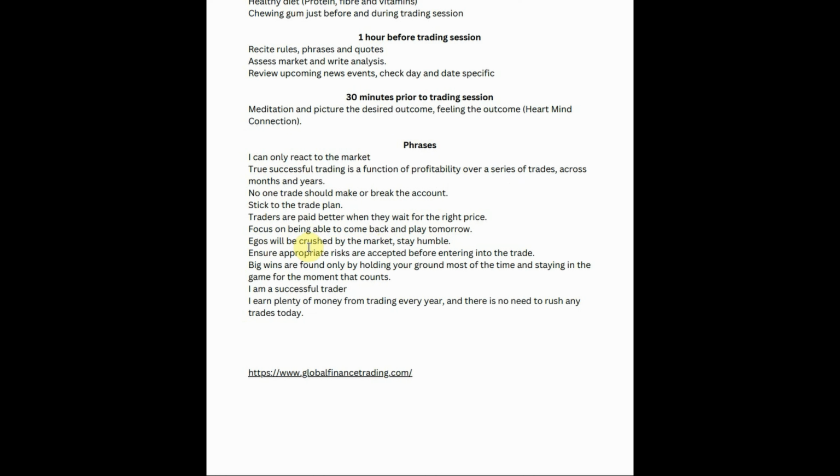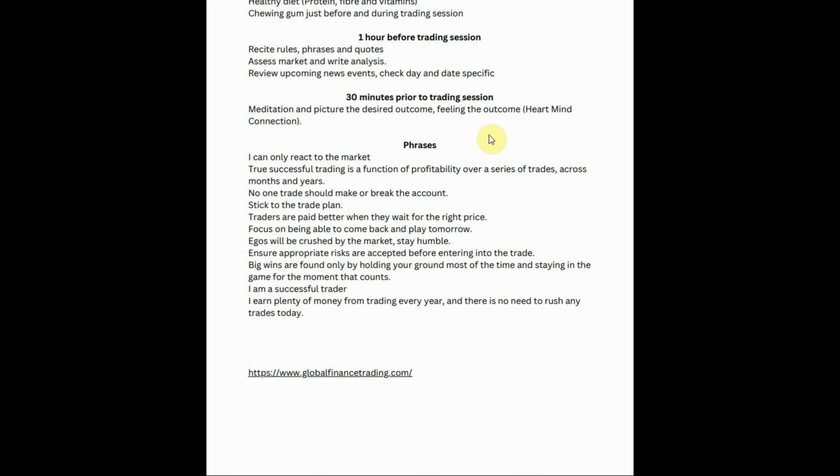Stay humble. Ensure appropriate risks are accepted before entering the trade. Big wins are found only by holding your ground most of the time and staying in the game for the moment that counts. I am a successful trader. I earn plenty of money from trading every year, and there is no need to rush any trades today.